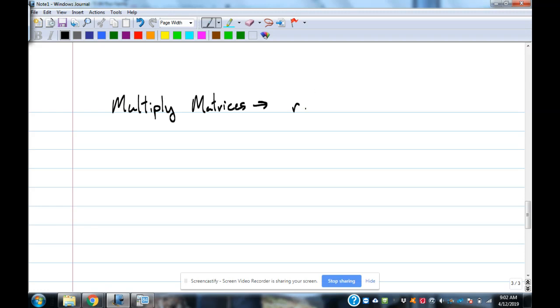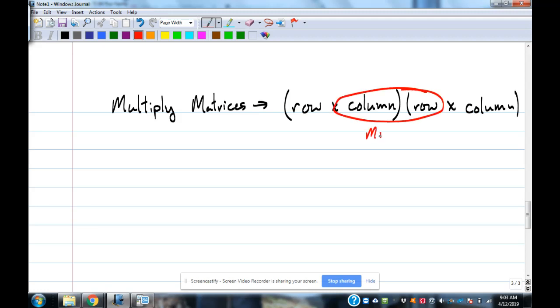Row by column, row by column. These must match. Not that you have to have the exact same size.